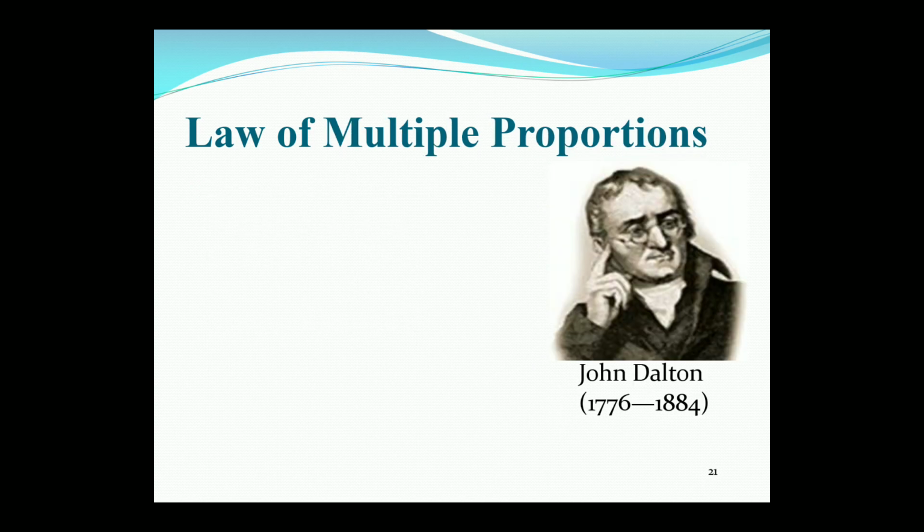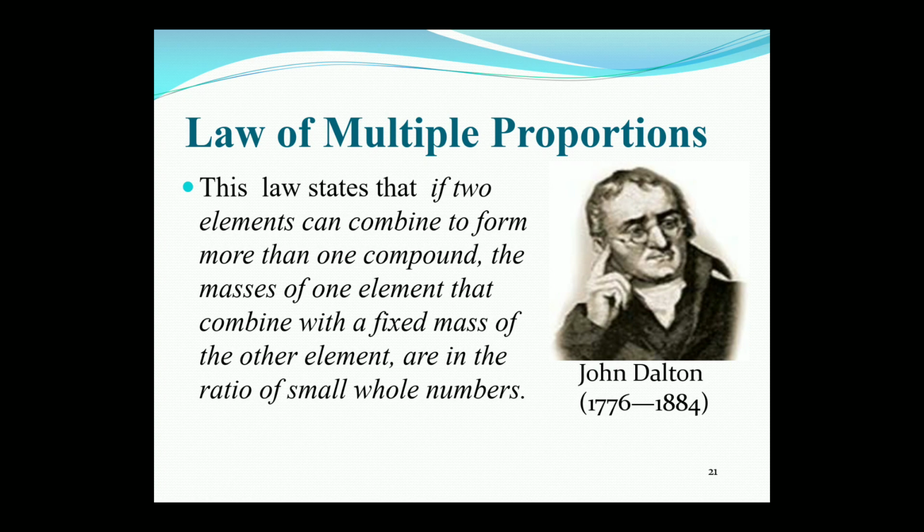Okay, next we are going to discuss the law of multiple proportions. This law was given by John Dalton, whose tenure is 1776 to 1884. This law states that if two elements can combine to form more than one compound, the masses of one element that combine with a fixed mass of the other element are in the ratio of small whole numbers. This is self-explanatory, so I am not going to discuss it in detail. I hope you take a snapshot of this definition. The rest I will discuss in my next video.